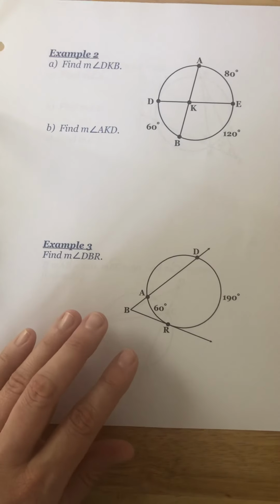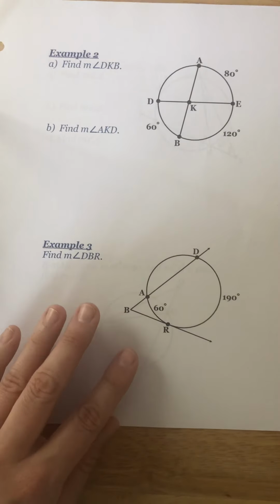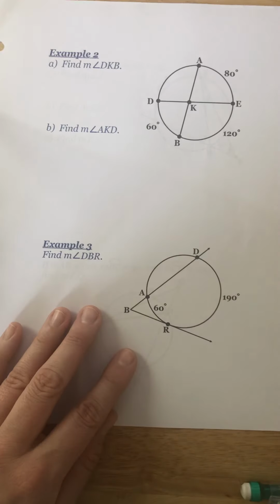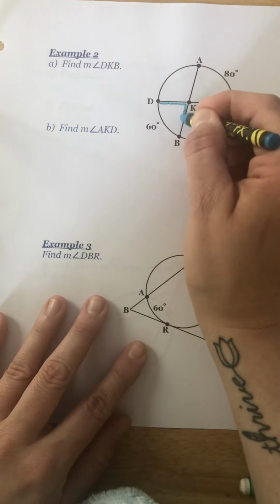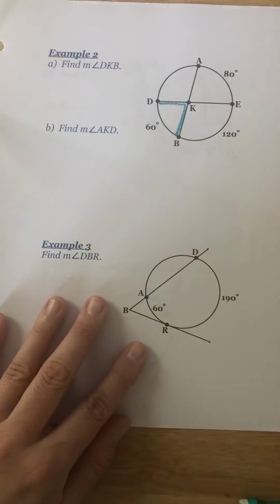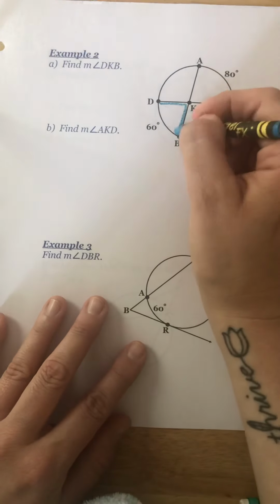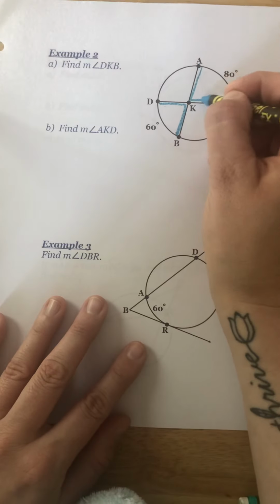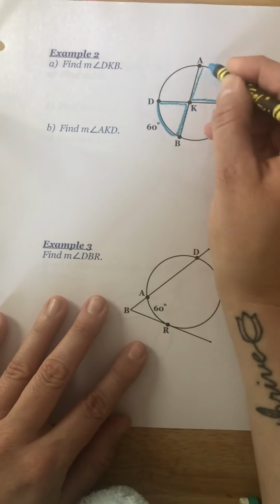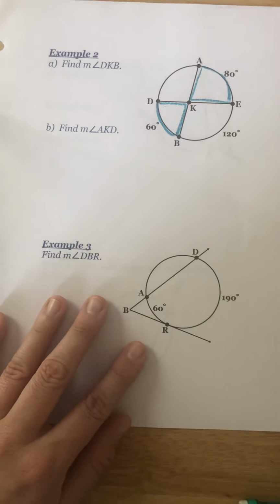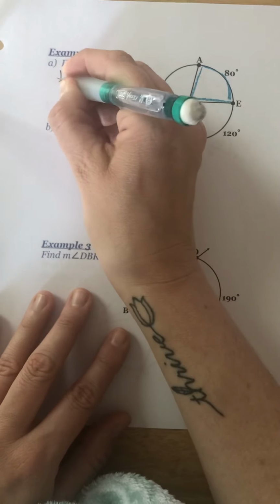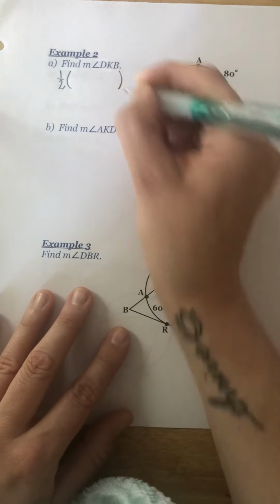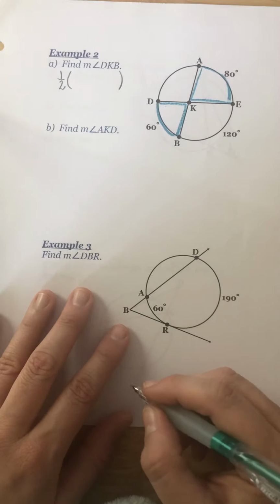All right, example 2, here we go. First, we wanna find the measure of angle DKB. So we are looking for this angle right here. So let's look. That angle is a vertical angle from this angle, and they are intercepting those two arcs. Now let's look at where the vertex is. It's inside of the circle. So remember we said we were going to do 1/2 of the sum of the two intercepted arcs.